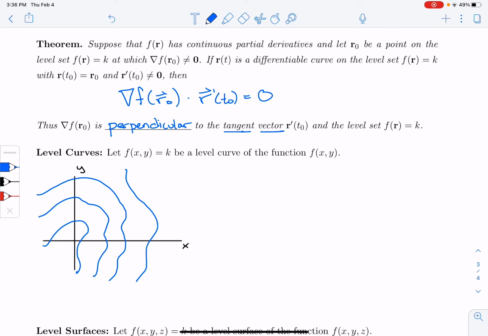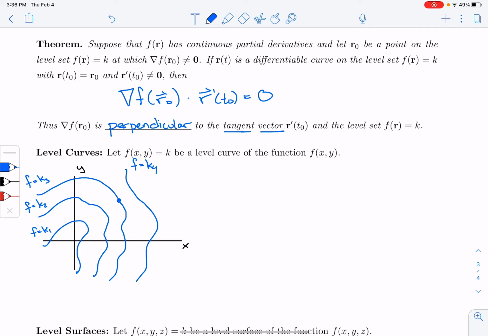So along each of these blue curves, our function is constant. So we could say, like here, f is equal to k1 on that curve, f is equal to some number k2, f is equal to some number k3, here f is equal to some number k4. So along each of those curves, my function is constant.